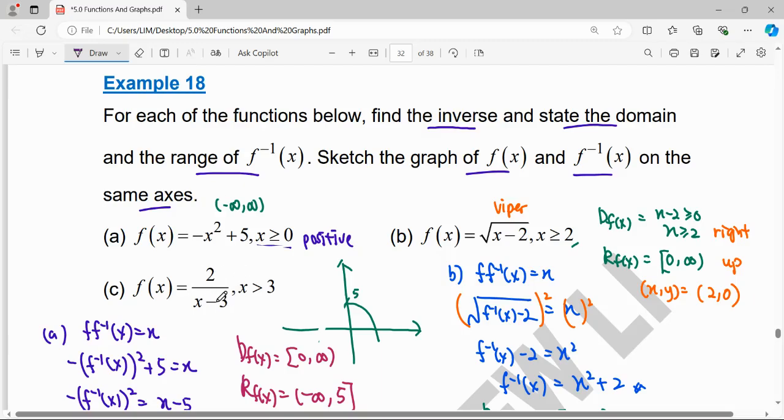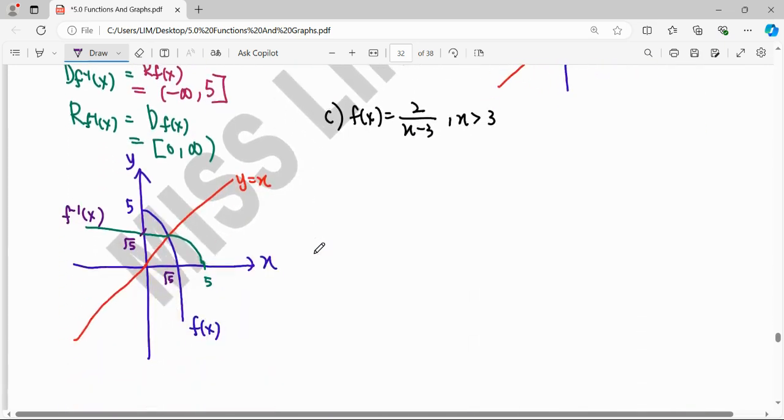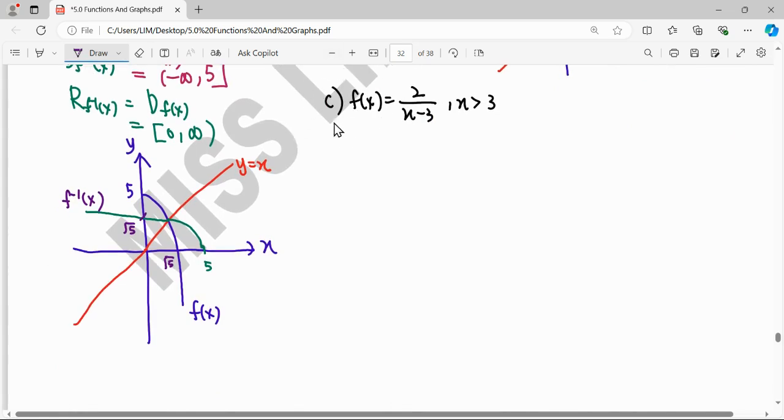Then for question C, same also, we're going to find its inverse function. Then we set domain and range. Then we get their graph on the same axis, meaning do the reflection to get this f inverse graph. So firstly, look at our function. To get its f inverse, we'll use the composite method.